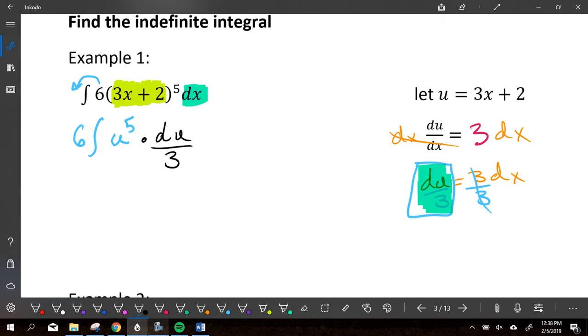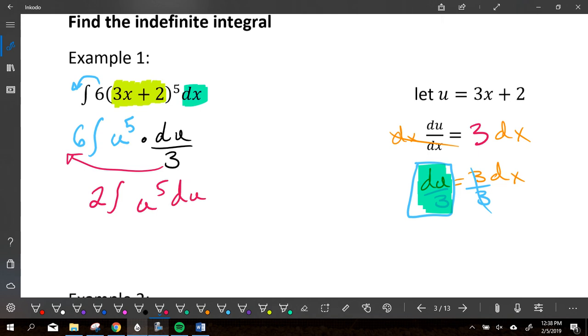Do I have any constants? The 1/3. We're going to take this 3. We're going to pull it out in front. So I'm just going to rewrite it again. What constant is now in the front? 2. 6 divided by 3 gets me 2. And then I've got u to the 5th du.